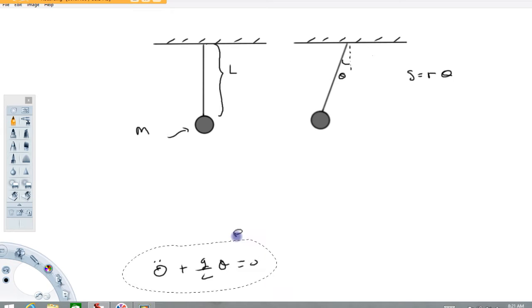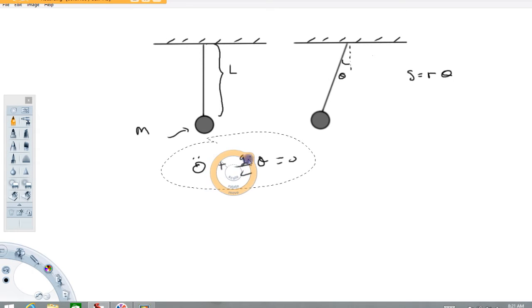All right, take this guy up here. Now, second derivative plus a constant times theta equals 0. So this equation has trig solutions. The solution of this equation can be expressed something like this: theta equals A sine omega t plus B cosine omega t, where omega is what's called the angular frequency. This is the general solution of a differential equation in this form.